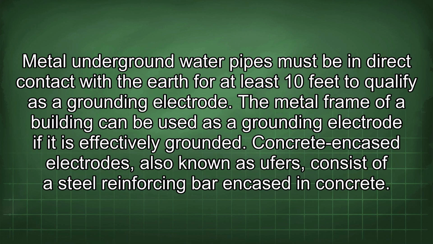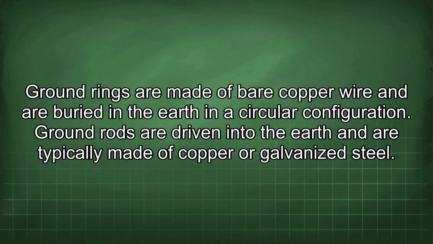The metal frame of a building can be used as a grounding electrode if it is effectively grounded. Concrete encased electrodes, also known as UFERs, consist of a steel reinforcing bar encased in concrete. Ground rings are made of bare copper wire and are buried in the earth in a circular configuration. Ground rods are driven into the earth and are typically made of copper or galvanized steel.